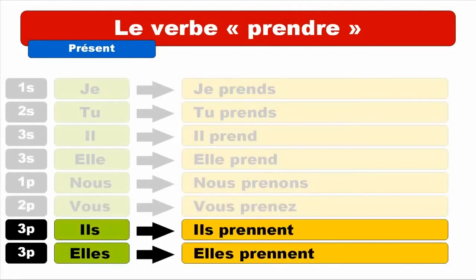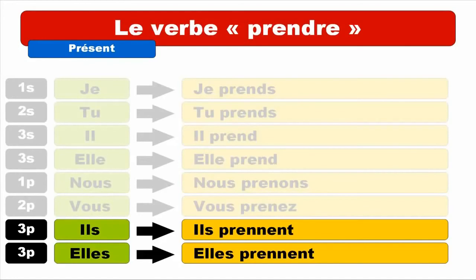Okay, and then finally, ils and elles in the plural form. So, ils prennent, repeat. Ils prennent. You can notice that the first E of prennent is pronounced like eh. The reason for that is that you've got a double N after that, so it changes the pronunciation of the E. So that's the reason why you've got ils prennent.